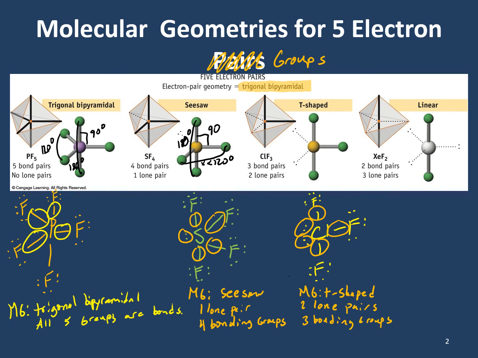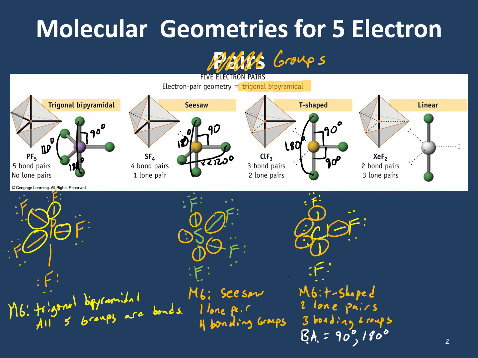Now, the bond angle here is different from the last one. We have our 90 degree here, and another 90 degree there, technically, and we have 180 degrees there. All right, so our bond angles for this structure are just 90 degrees and 180 degrees.